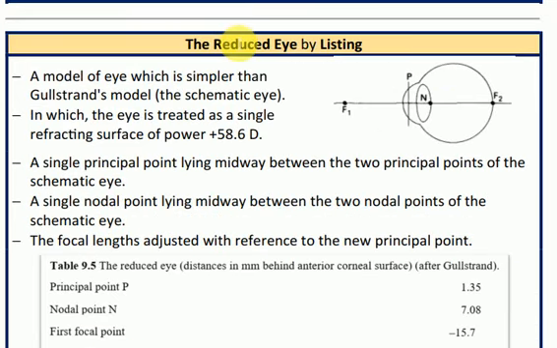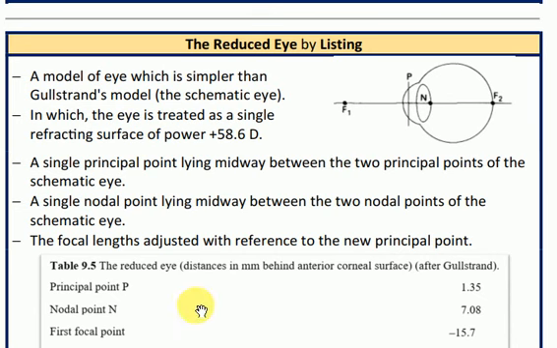The reduced eye. Matters were simplified further by Listing in 1853, who chose a single principal point lying midway between the two principal points of the schematic eye. A single nodal point was postulated in the same way, and the focal length adjusted with reference to the new principal point. So the eye is treated as a single refracting surface with a power of 58.6.